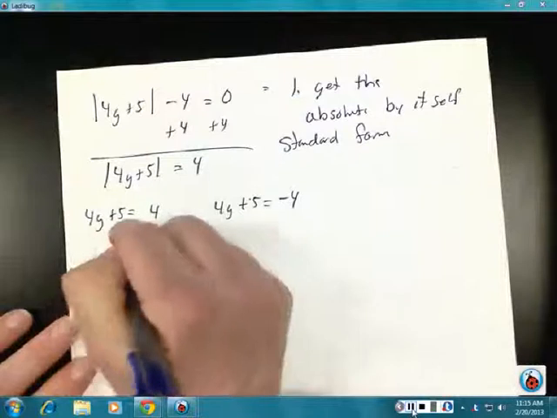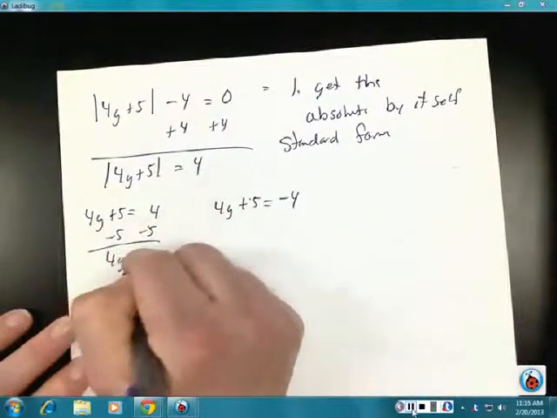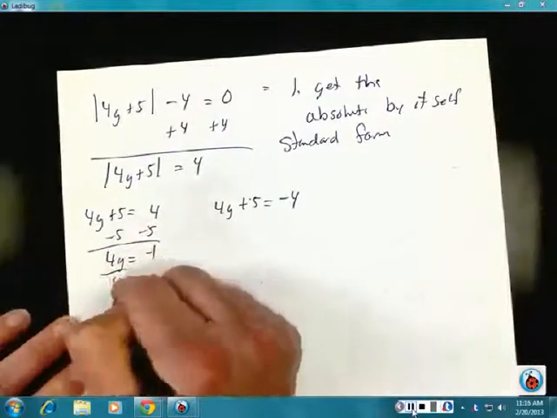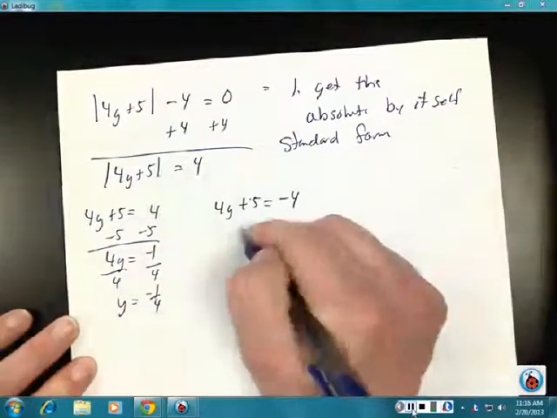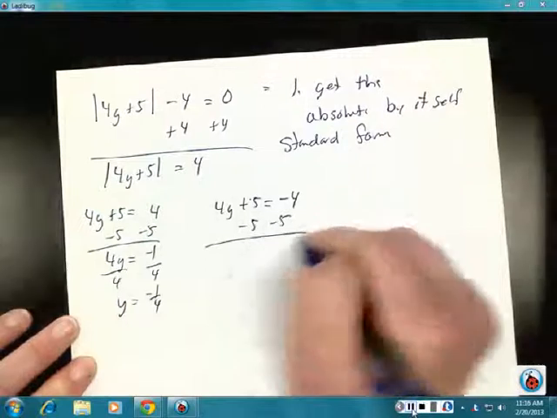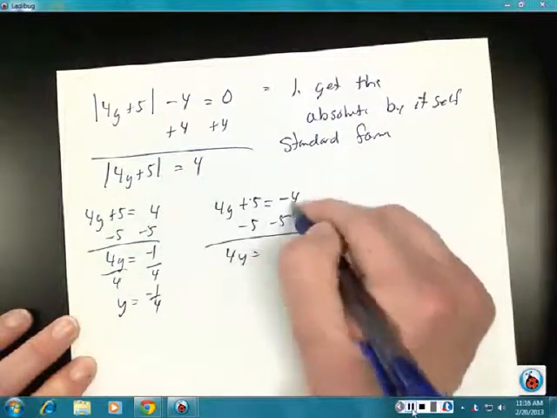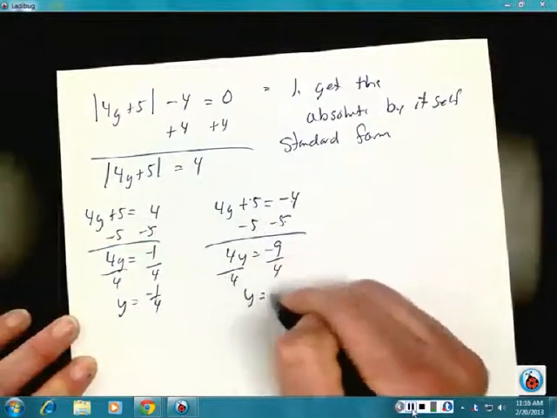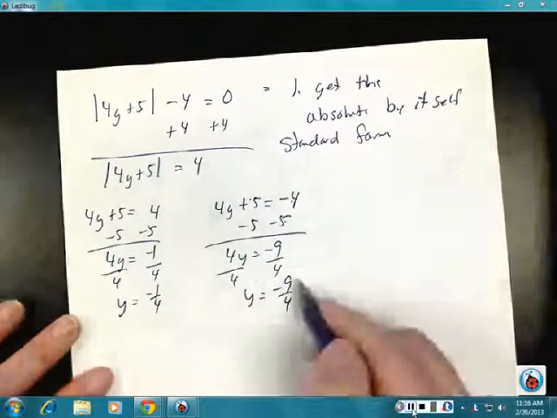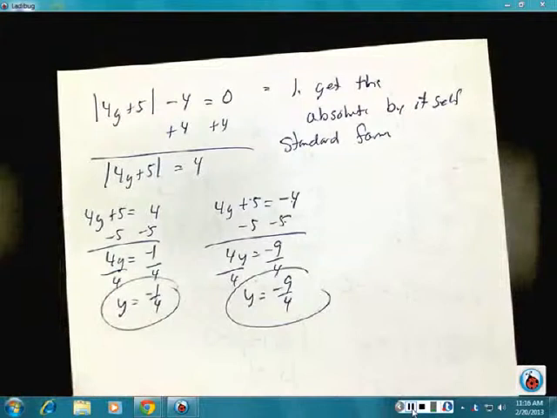So minus 5 gives me 4y equals a negative 1. Divide by 4. y is a negative 1/4. Or over here, negative 4 and a negative 5 is a negative 9. Divide by 4. Those 2 are my answers for it.